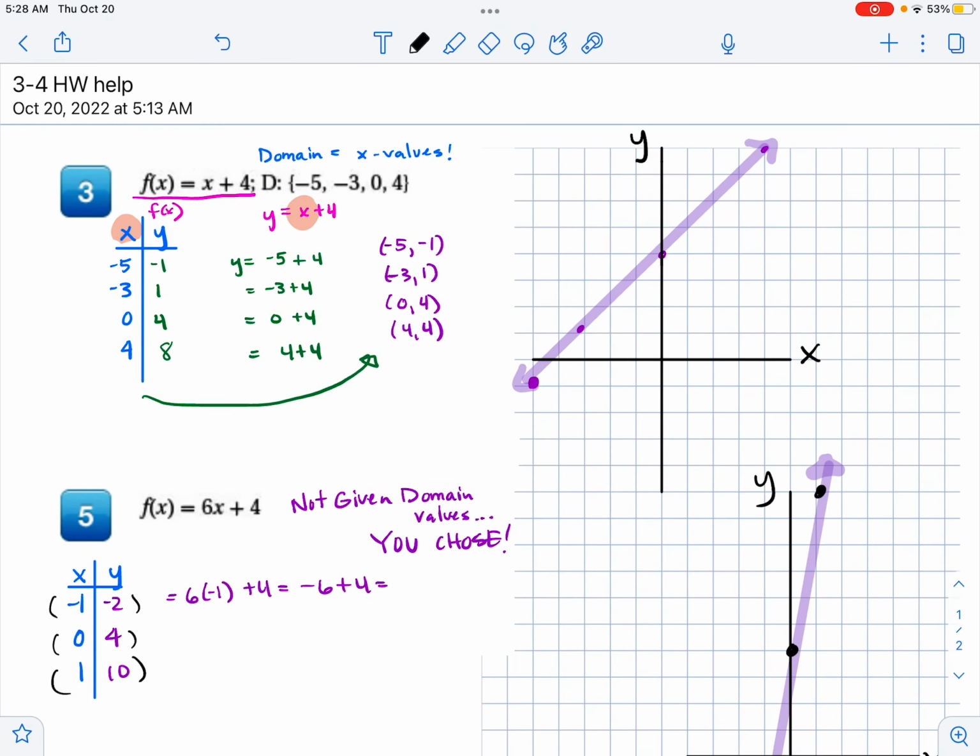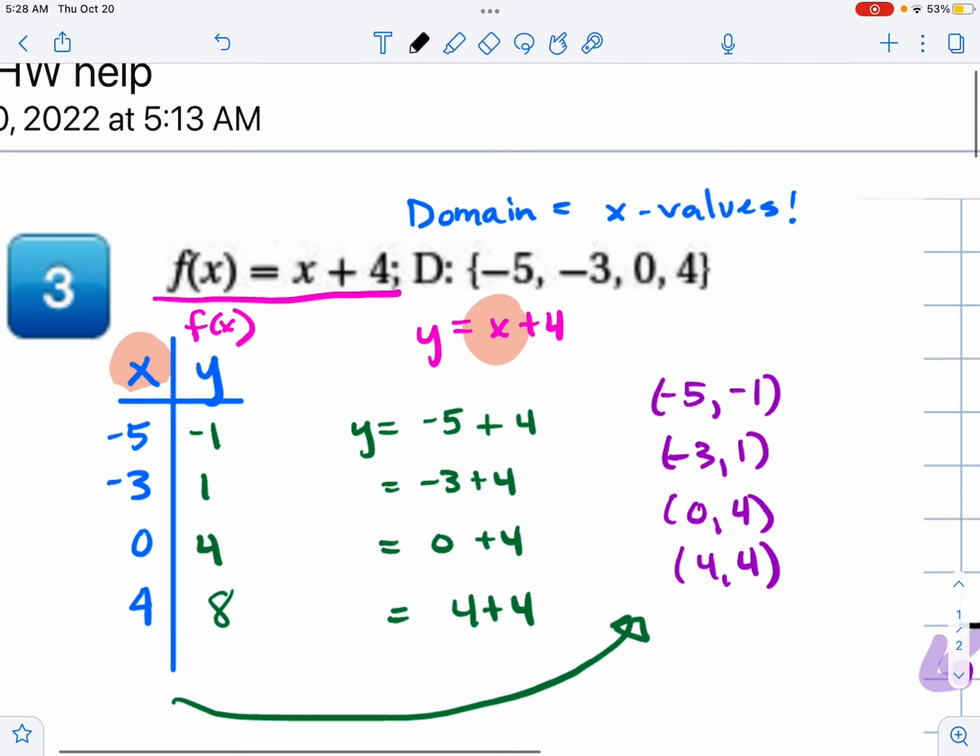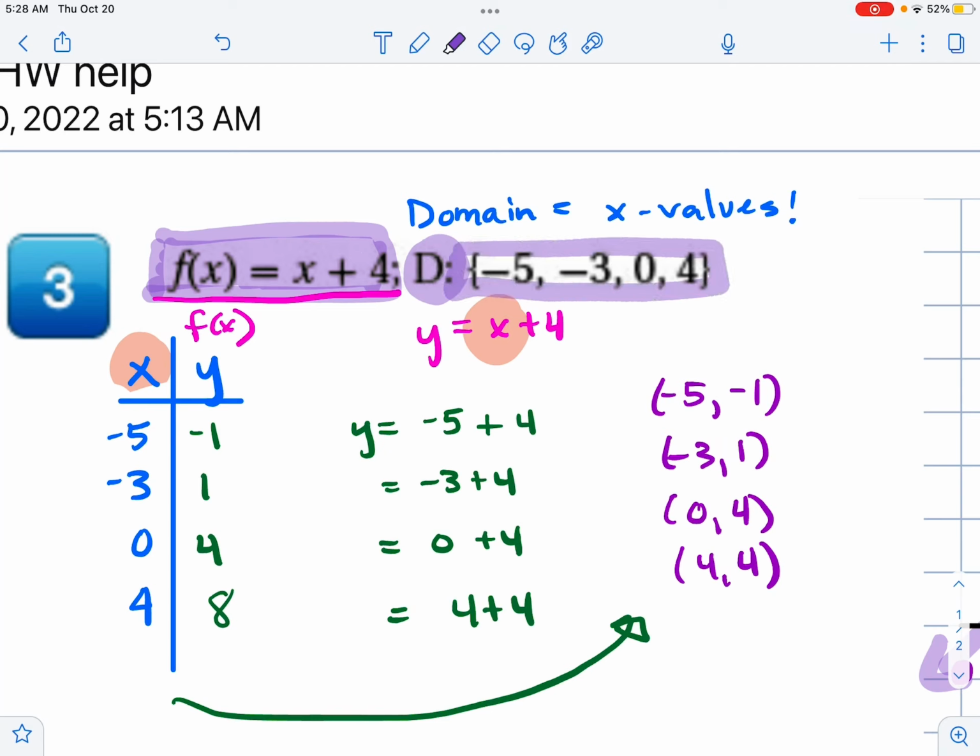So I understand that some of you need some help with the homework. So 3-4 is all about graphing, right? The question in the textbook on number 3 gives us our function. We know that this is the function. We solve these for crossing the river, and now we get to graph it. And it tells us this other piece of information. It says D equals, and it gives us this set of numbers.